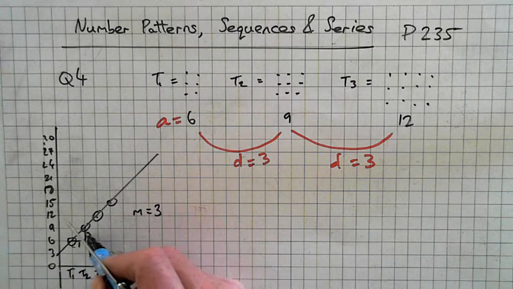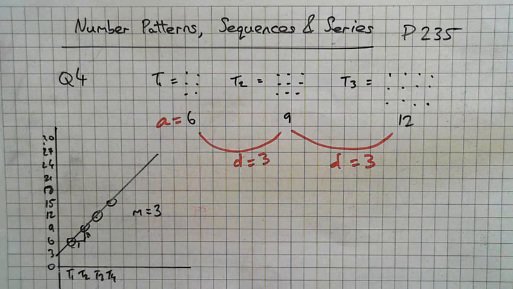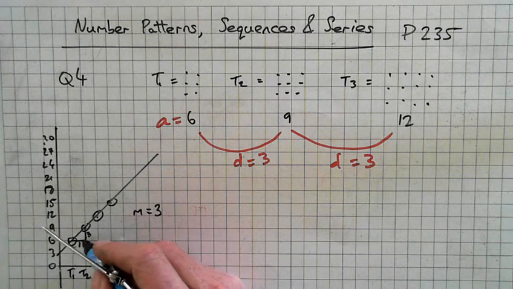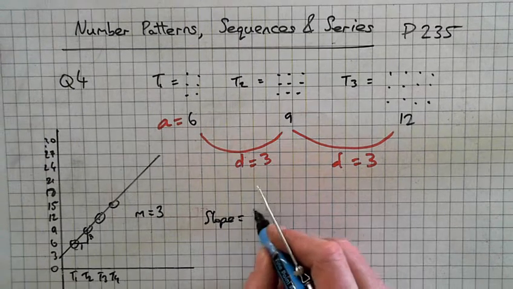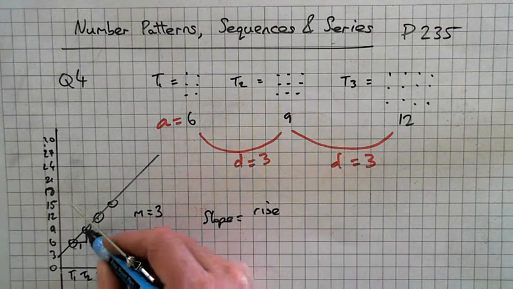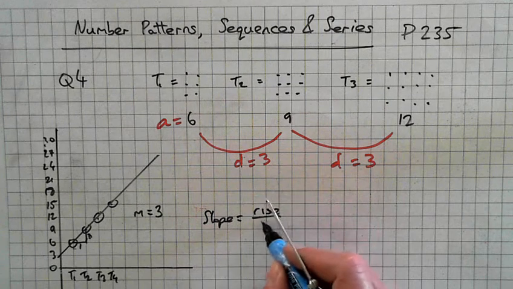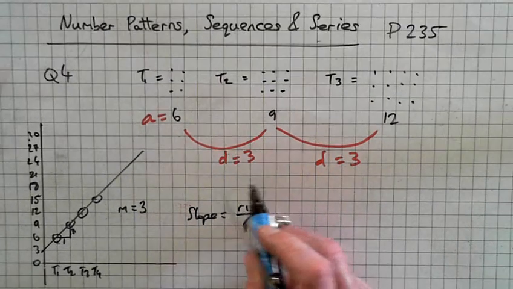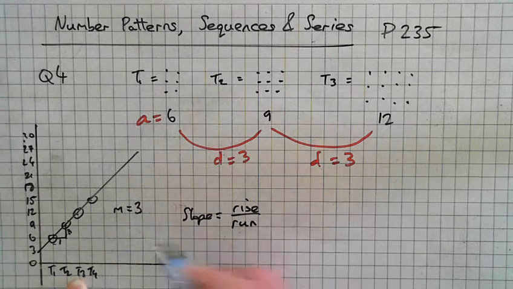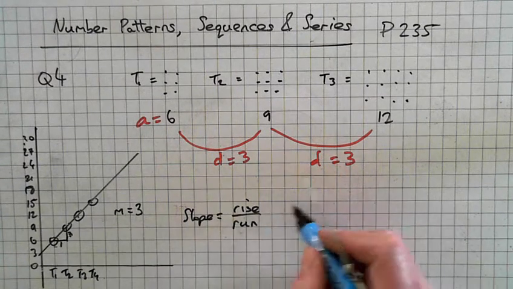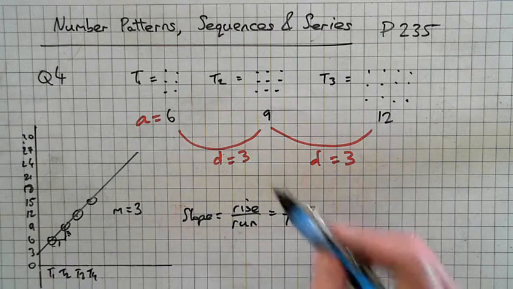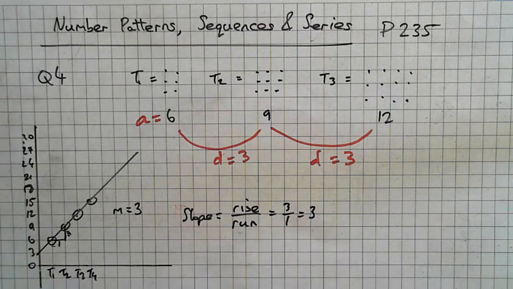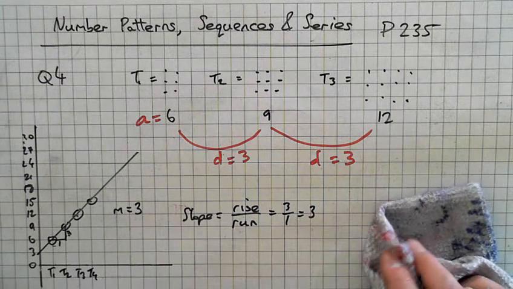That's 3, that's 1. How do you get the slope? This is the rise over the run. Slope is equal to the rise, which is that height there, which is 3, over the run. Rise is 3, run is 1. 3 over 1 is equal to 3. So the difference in an arithmetic sequence is also equal to the slope of the line.